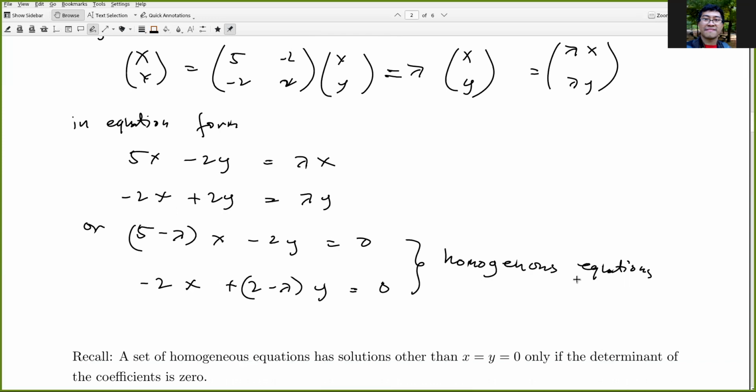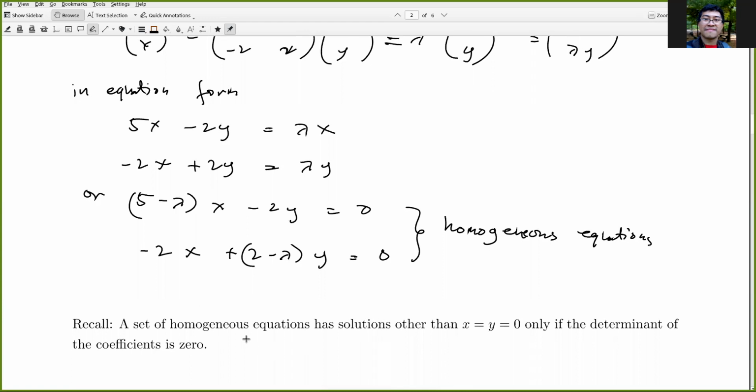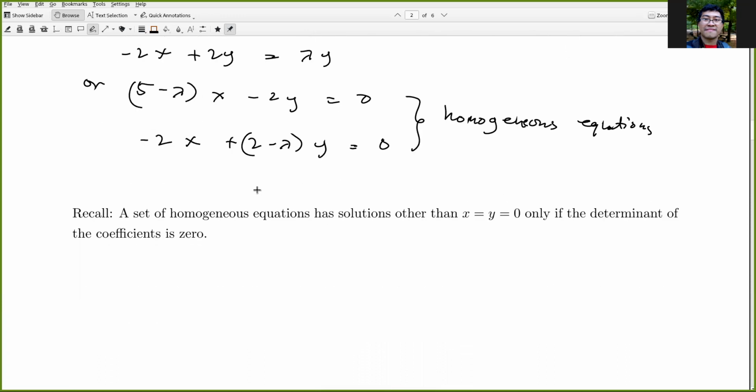Recall that a set of homogeneous equations has solutions other than x equals y equals 0 only if the determinant of the coefficients is 0. So the coefficients are this. Take the determinant, and that should be 0 so that we have solutions that are not trivial: 5 - lambda, -2, -2, 2 - lambda. Take the determinant, that should be 0.